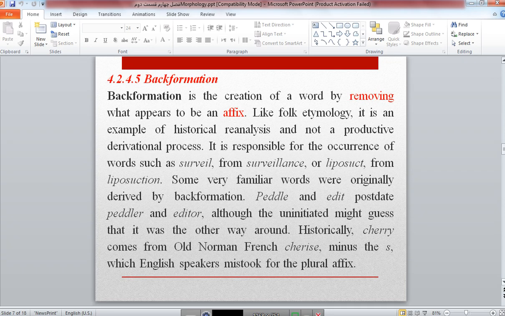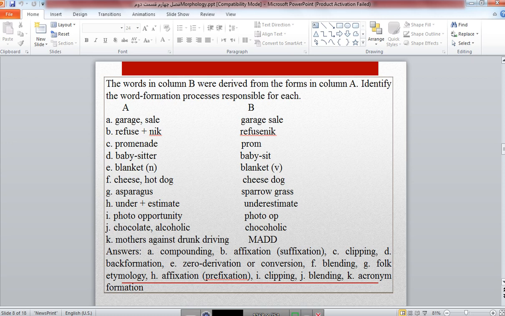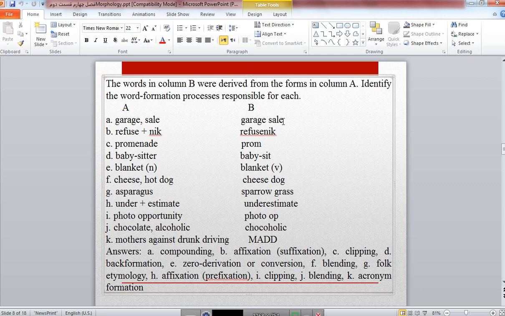You have some examples in this column. Look at the column. The words in column B were derived from the forms in column A. This is an exercise where you can identify the process of word formation. For example, garage sale, this is a kind of compounding. If I ask you about the derivational processes and word formation, you can name some of these processes here.